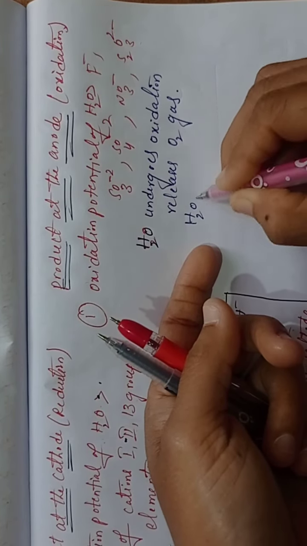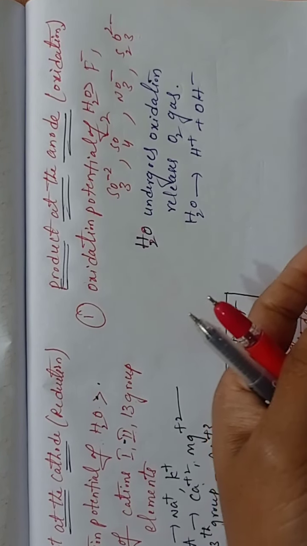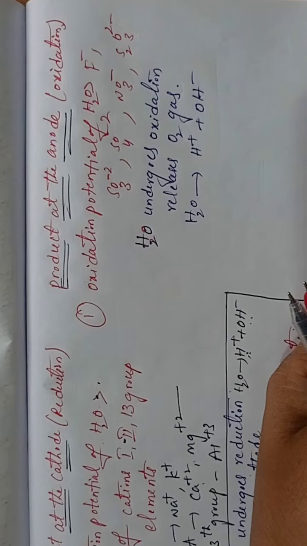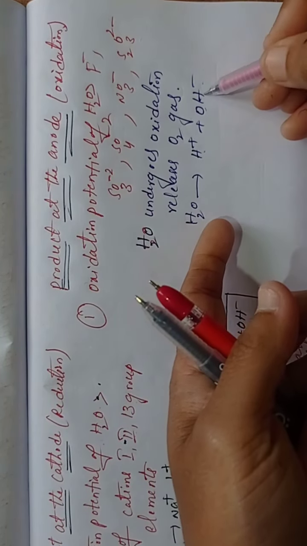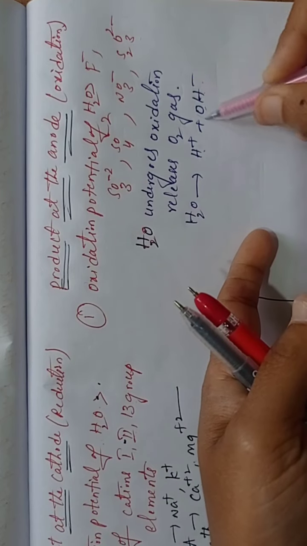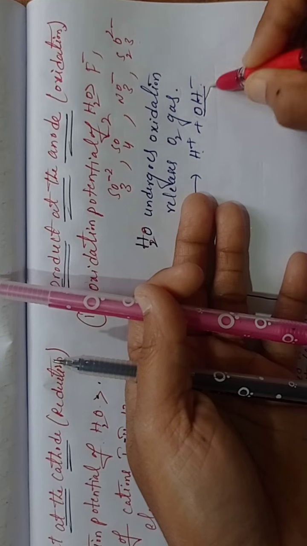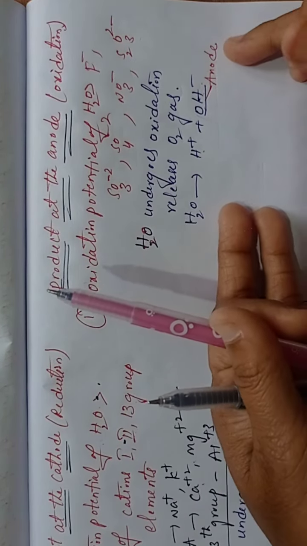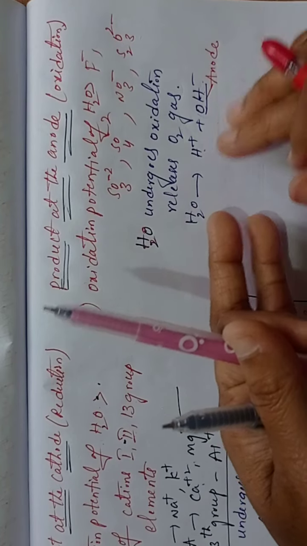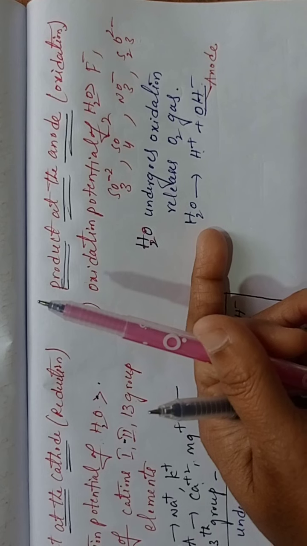Because we know that water dissociates into H plus and OH minus ions. This H plus is the cation, and this OH minus ion is the anion. Now anions move towards the anode, so these are moving towards the anode, students. And here at the anode, this water undergoes oxidation.